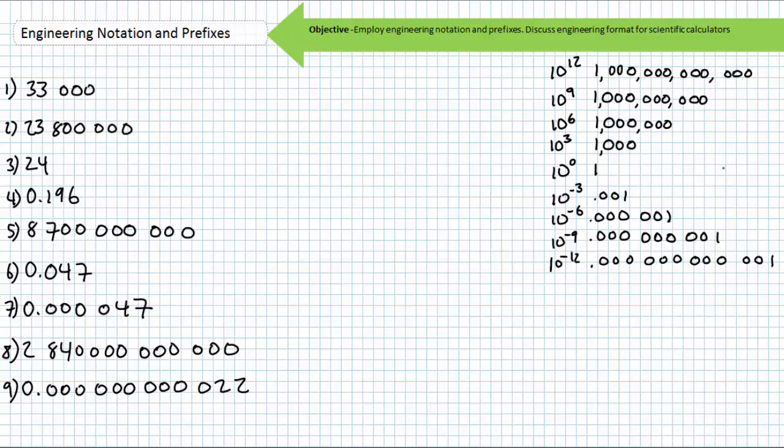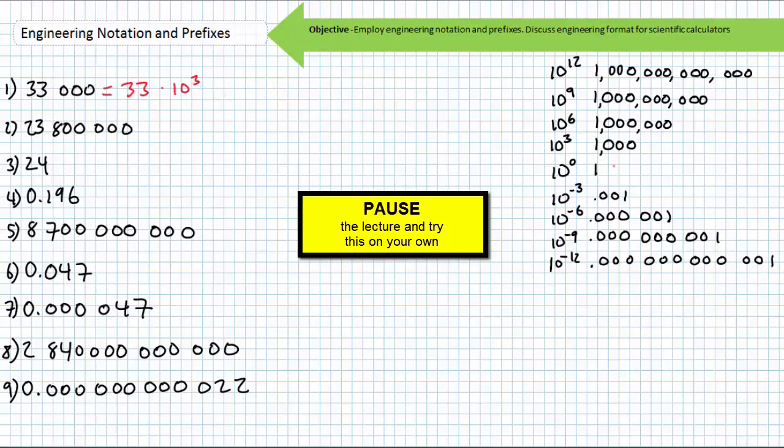Our first number, 33,000, could be divided up into groups of 3 in the following fashion. Notice this is where I would ordinarily place commas if I was to write 33,000 out on paper. The coefficient in this case is 33. It's a number less than 1,000 and greater than 1. I'm multiplying this by 1,000. 1,000 is 10 to the third power. Therefore, using engineering notation, 33,000 is better written as 33 times 10 to the third. Alright, you're on your own now. Pause the lecture and see if you can do this for the remaining unwieldy numbers.